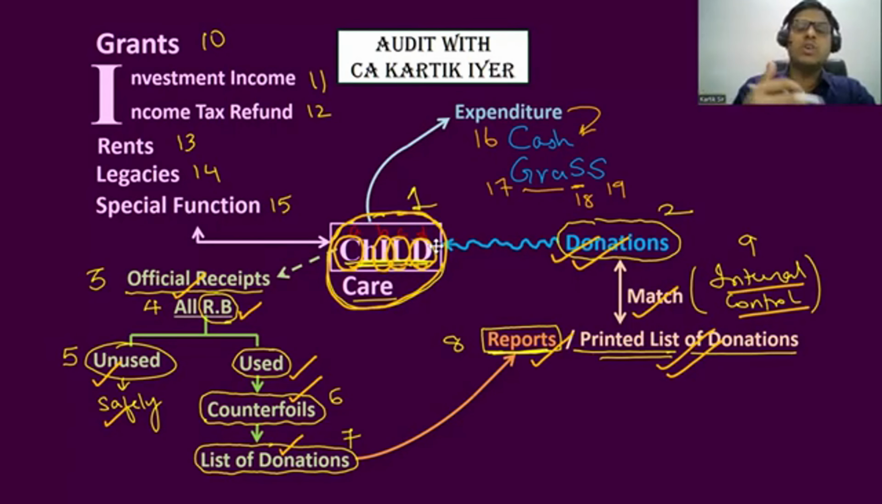Now, what other types of income can come to the charitable institution? Income can come in the form of grants.